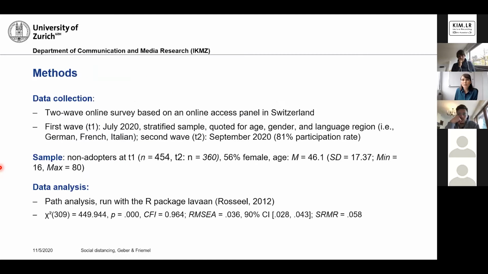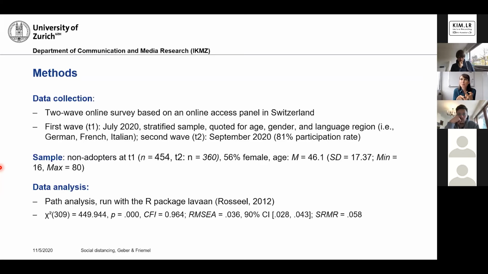So we conducted a two-wave online survey based on an online access panel in Switzerland, and the first wave was realized directly after the release of the contact tracing app by the end of July. Here we used a stratified sample quoted for age, gender, and language region. Here we considered the whole of Switzerland and also quoted therefore for the German, French, and Italian language region.